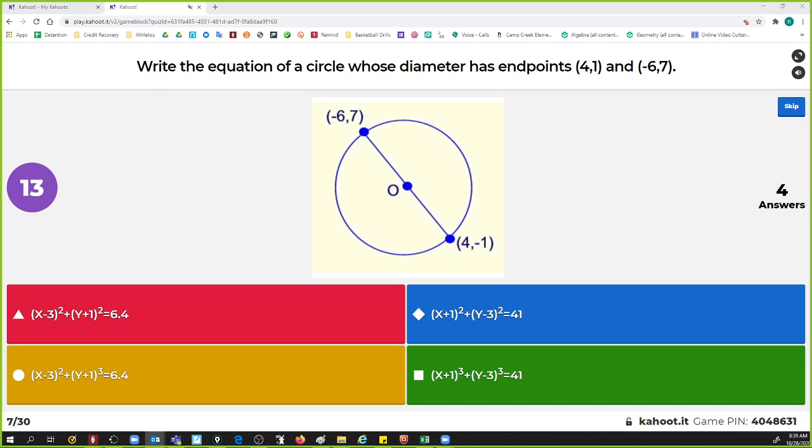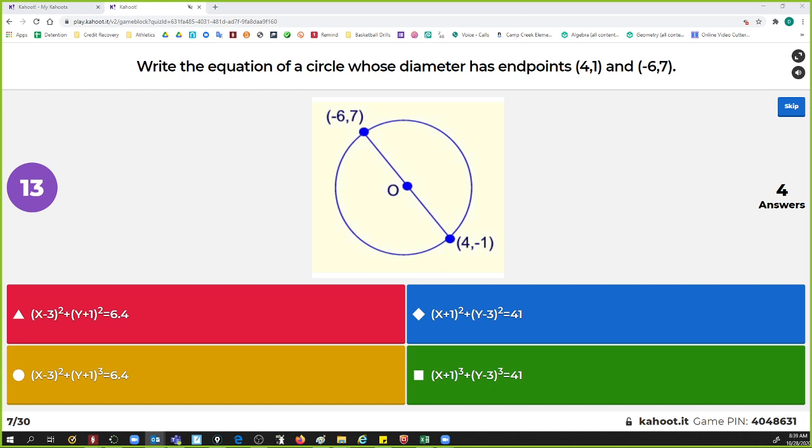So we're looking for an x plus 1. So far we got an x plus 1 squared. And then we have a y minus 3 squared. Now the only thing left to do is find the radius. That's where it gets a little bit more tricky because it's a longer formula. We have to find the diameter and cut it in half.